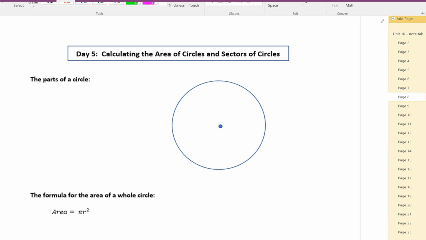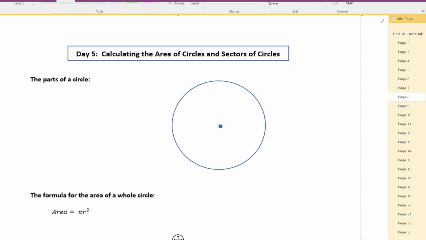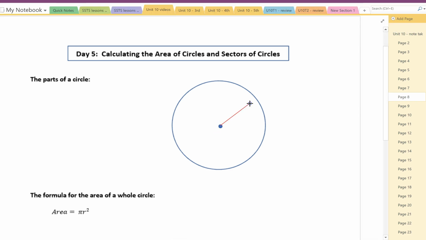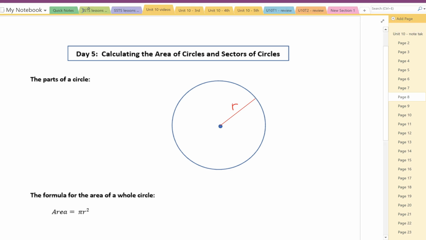So before we do that, I want to review really quick what the parts of a circle are, or at least a few of the parts of a circle, so that when we start using them to find area, we know what we're talking about. If I start at the center of a circle and I draw a straight line out to the edge of the circle, that's called a radius. If I instead start at the edge of the circle and draw a straight line that passes through the center, it's called a diameter. Okay.